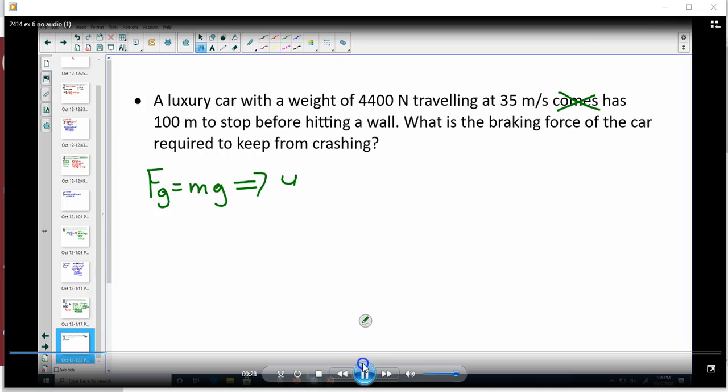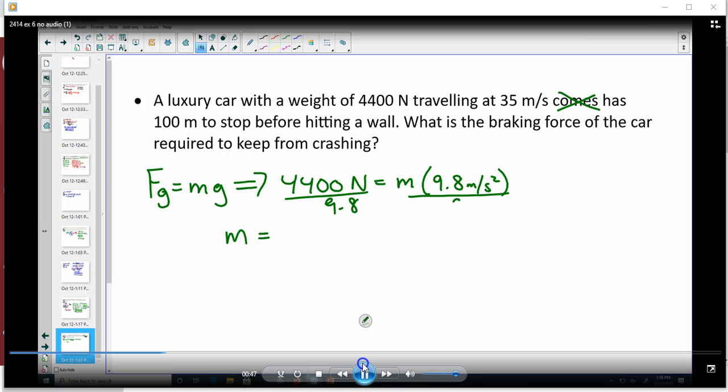So the weight of the car is equal to mass times g, and we know that the weight is 4,400 newtons, so we can set that equal to m times g. Divide, and we can solve for the mass, and find that the mass of the car is equal to 448.98 kilograms. So now we know the mass.